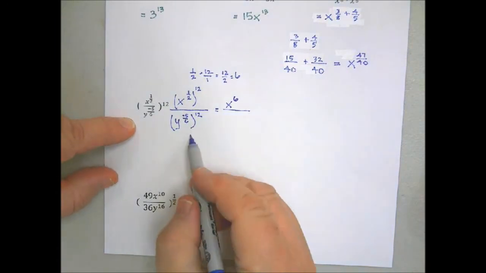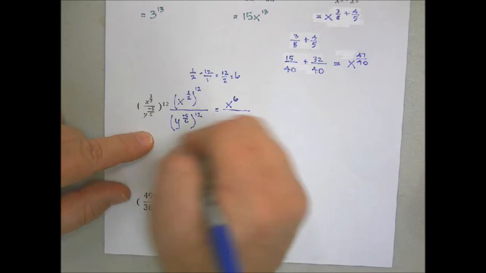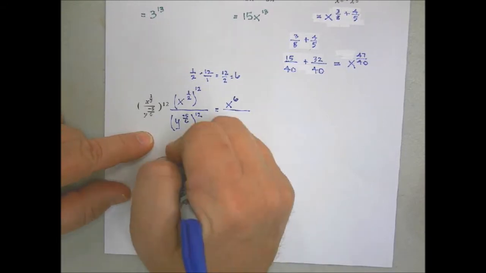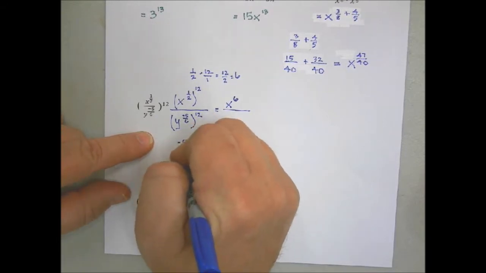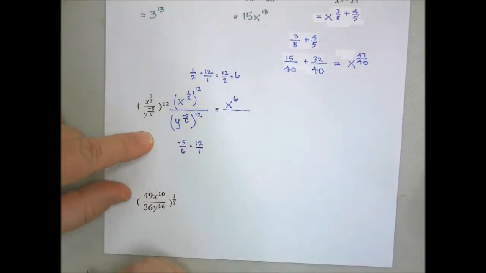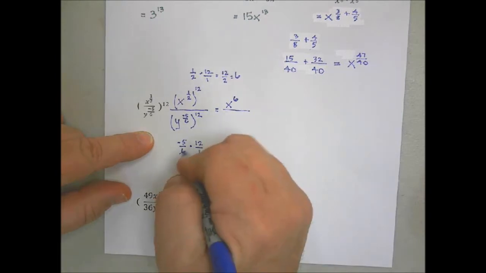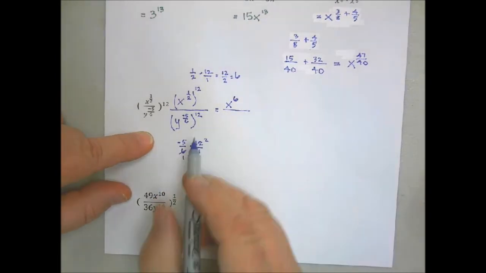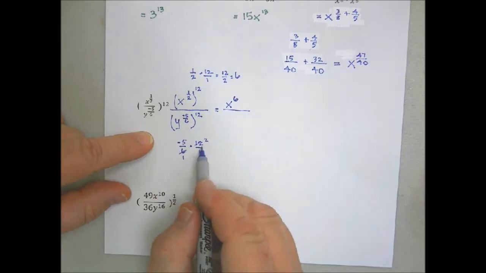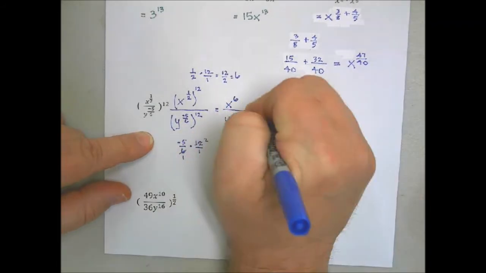Now down here, I'm going to do the same thing. When I raise a power to a power, I multiply. So really what I'm doing is taking -5/6 and multiplying it by 12 over 1. Now you can see some reducing that happens right here. That's 6 and that 12, 1 and 2. So this actually becomes -10. -5 times 2 is -10. So this is y to the -10.